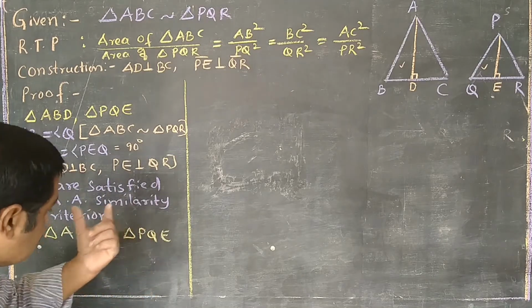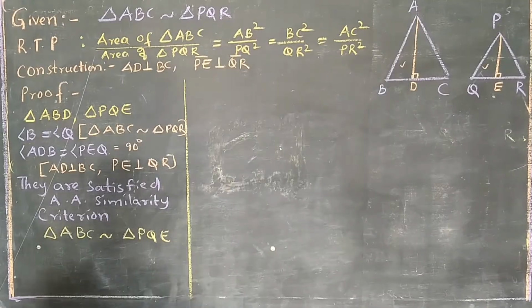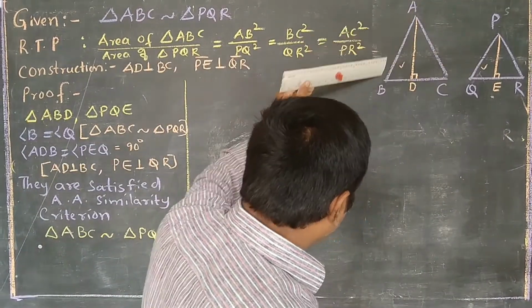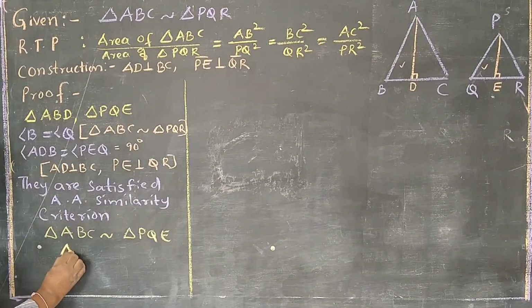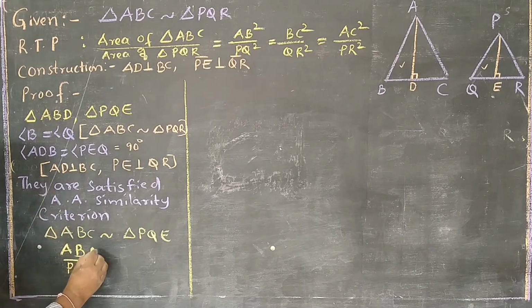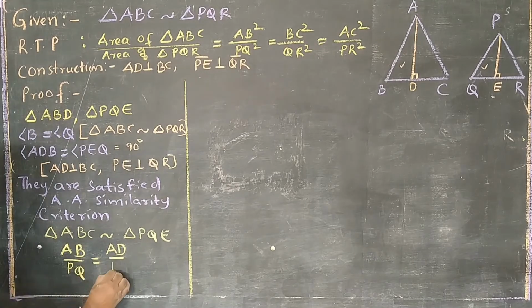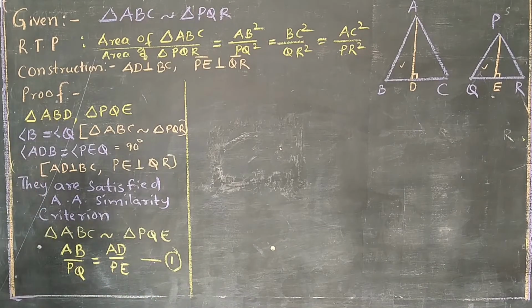When these two triangles are similar, their corresponding sides are in the same ratio. What are the corresponding sides for these two triangles? AB by PQ is equal to AD by PE. Is it okay, Nana? I am treating this as the first equation.